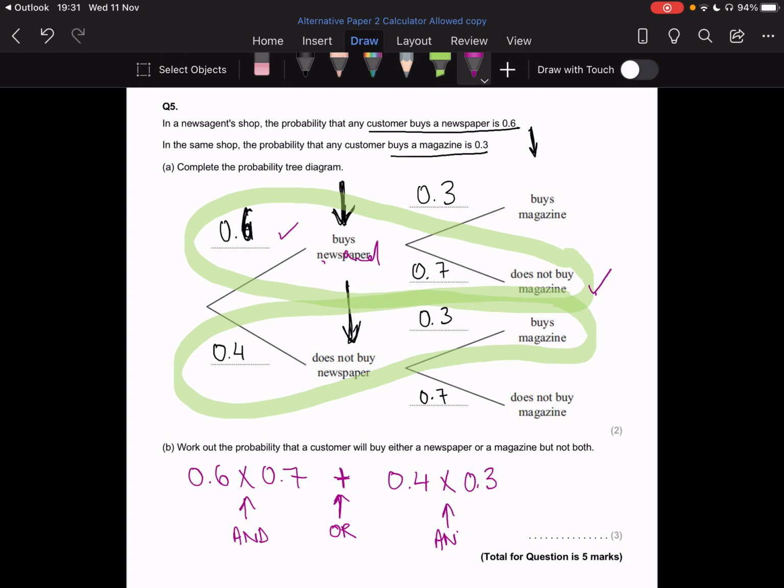So I do my calculations, of course with my calculator. It's a calculator paper, so why the heck not? 0.6 times 0.7 plus 0.4 times 0.3. I'm getting 0.54, which I hope is the answer.